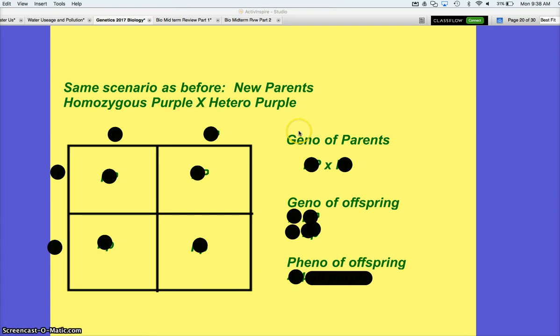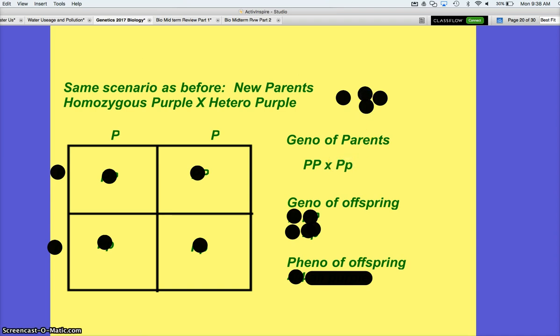Homozygous purple. Capital P, capital P. So that's going to go on top. What's the geno for heterozygous purple? Heterozygous purple. I have to talk loud. Capital P, little p. Good job. All right, who can give me box 1? Raise your hand. Good job.